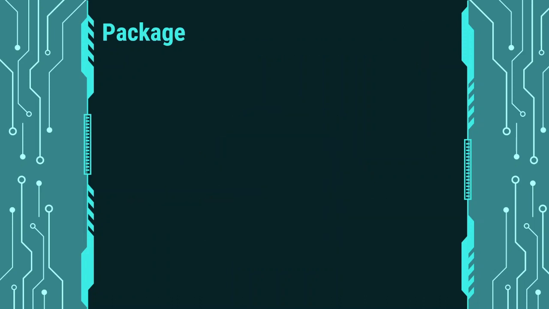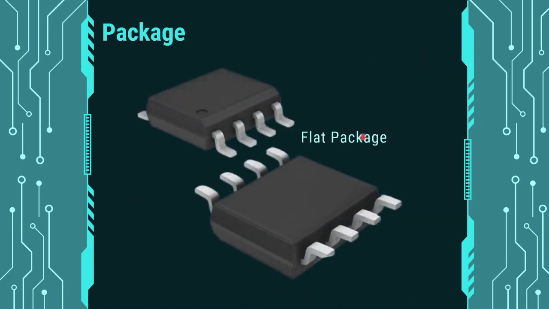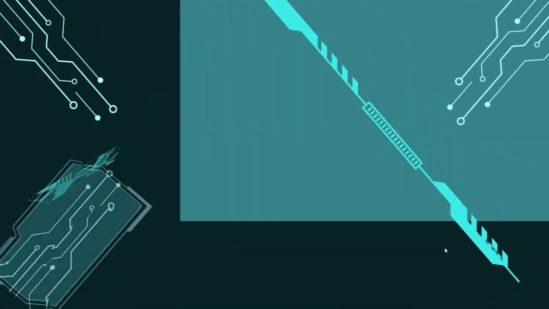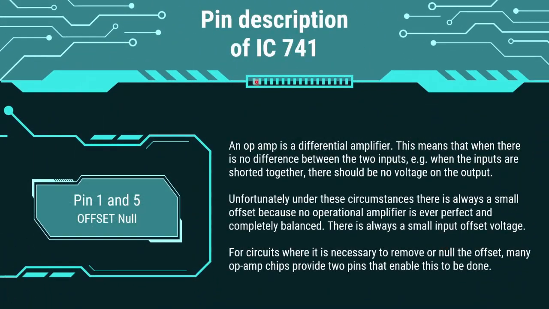Next, this is the flat package. Here it has a dot on it for identification of the pin numbering. Nearby the dot starts with pin number 1. The other pins are numbered counterclockwise. Next, pin description of IC741. Pin 1 and 5 denote the offset null.